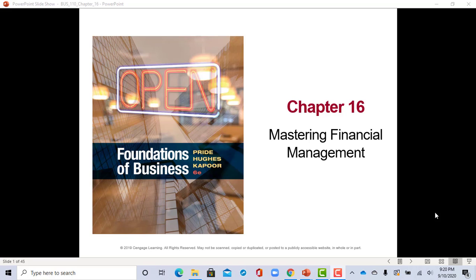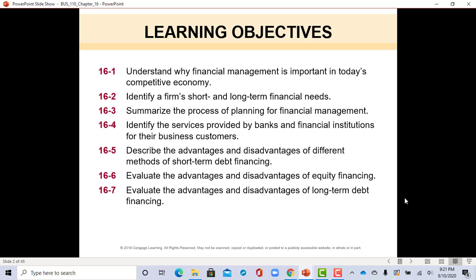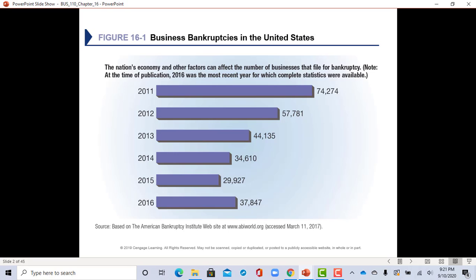Chapter 16, Mastering Financial Management. Here are your learning objectives for this chapter. On one side, the uses of funds dictate the type of financing needed, but on the other side, the activities a business can undertake are determined by the types of financing available.